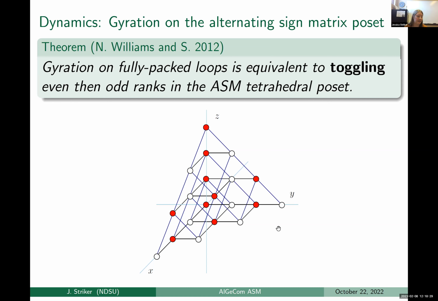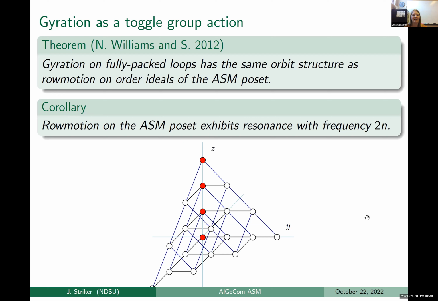And this was the first theorem in the first paper I wrote that had something to do with toggling, and then there's another whole story with the toggle group and row motion and things like that. But this was really my entry point: hey, this does something really cool on alternating sign matrices.